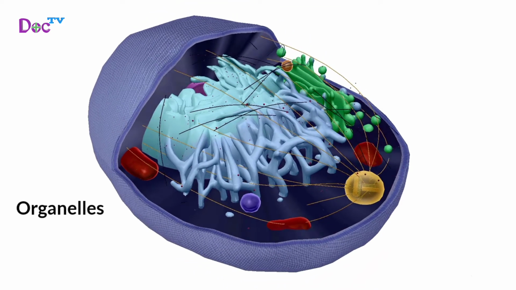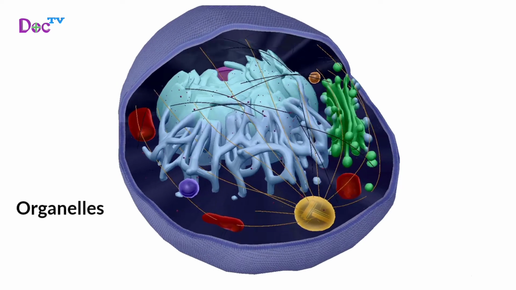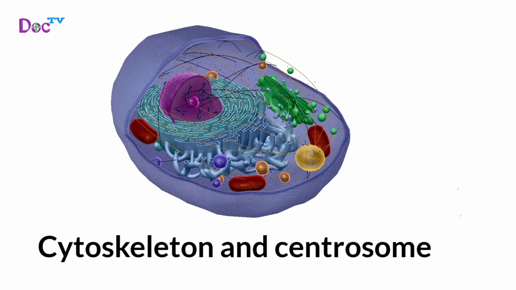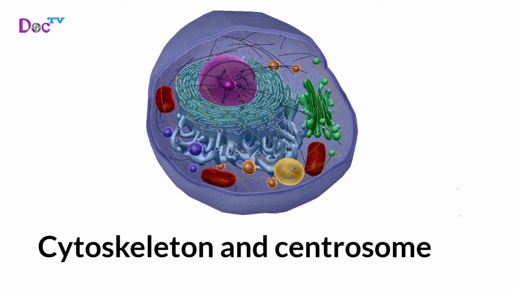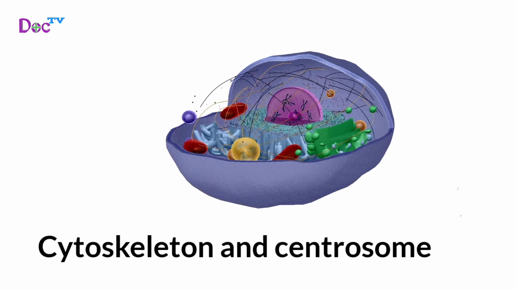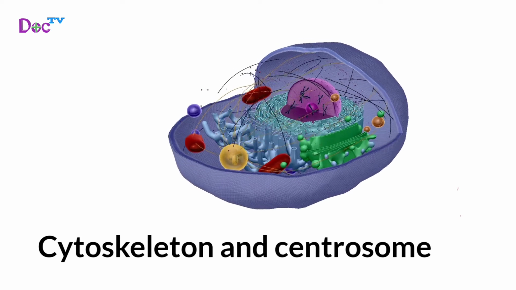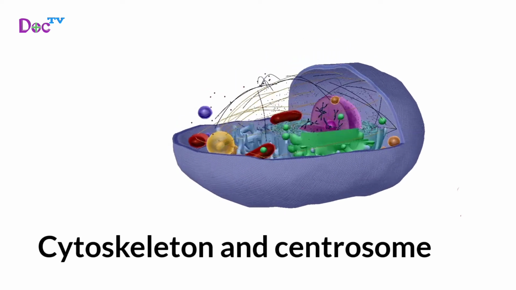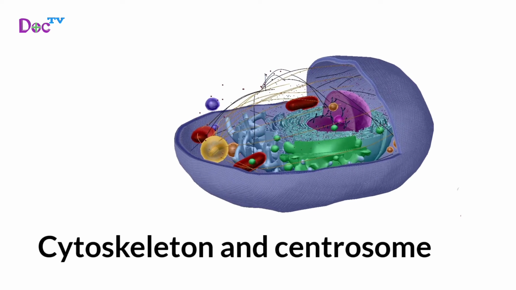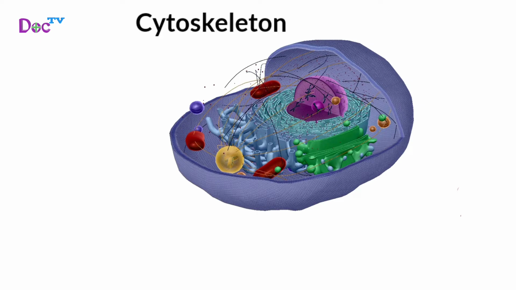Organelles. Organelles within the cell perform essential cellular functions. Organelles: cytoplasm, cytoskeleton, and centrosome. The cytoskeleton consists of proteins called microfilaments and microtubules that support the cell. The centrosome contains centrioles and pericentriolar material that are essential for cell division.